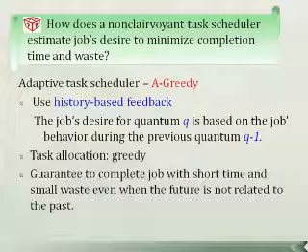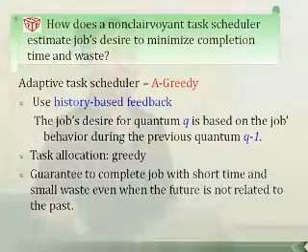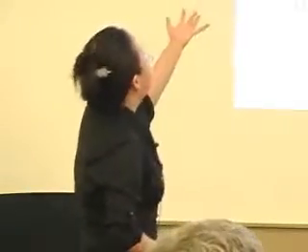So now we know its performance metrics. What should we do? How does a nonclairvoyant task scheduler estimate a job's desire? I believe there are many possible answers to this question. And I will present ours, which is A-GREEDY, our adaptive task scheduler. As I mentioned, it uses history-based feedback, so the job's desire for the current quantum will be based on its behavior at the previous quantum.